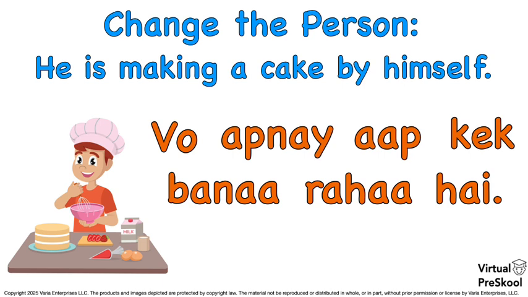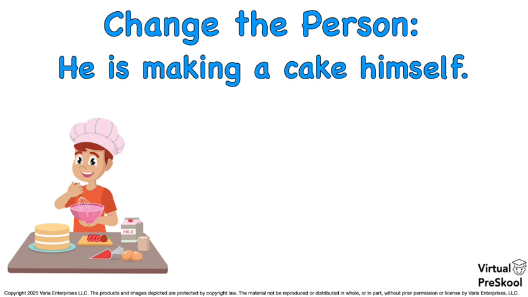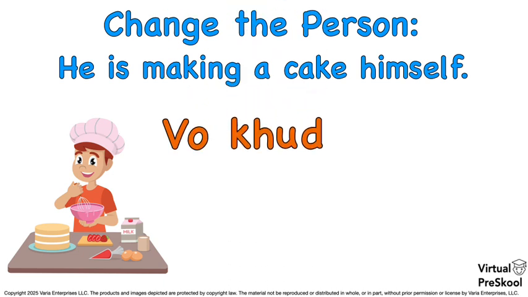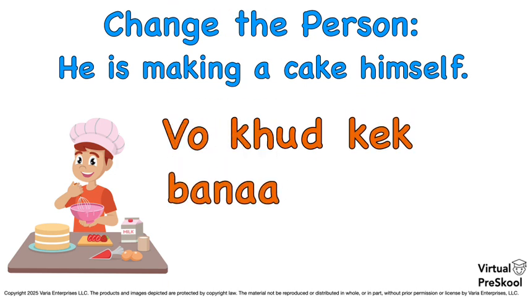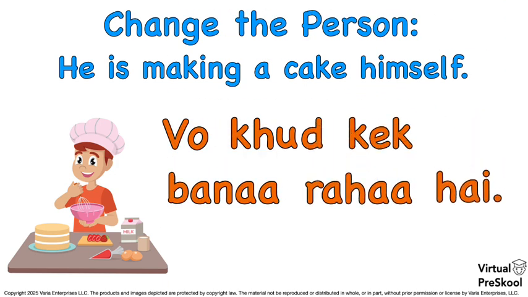Again, the verb is to make banana. It's present continuous tense. And for he sentences, the conjugation is raha. वो बना रहा है. And it's himself, so वो अपने आप केक बना रहा है. Now let's do with खुद. वो खुद केक बना रहा है.